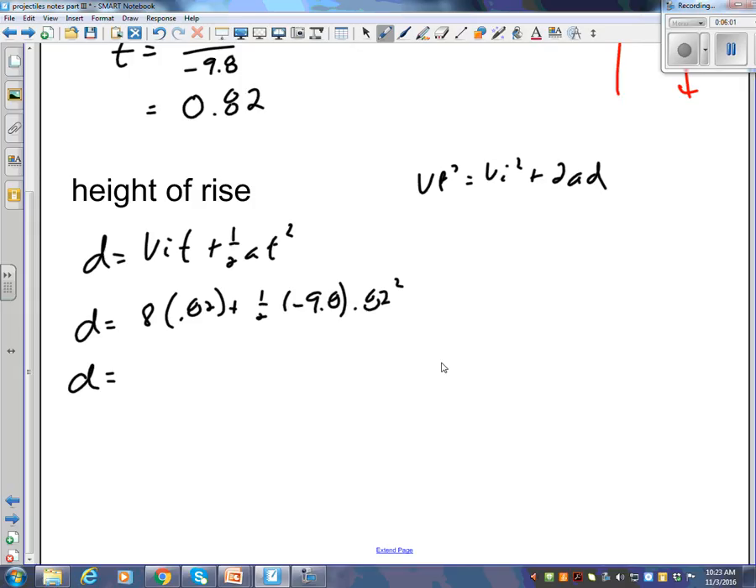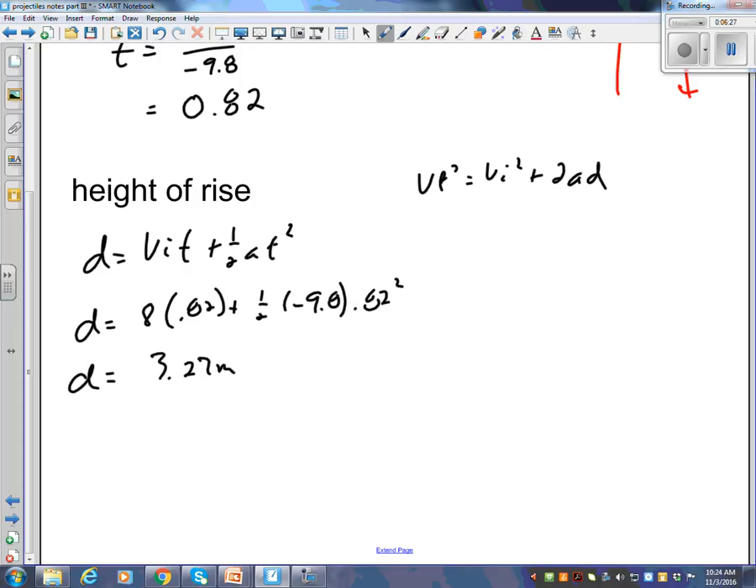I finally got my graphic calculator back. Yes. Terminator TI-82. 3.27-ish meters, right? How did you get that?